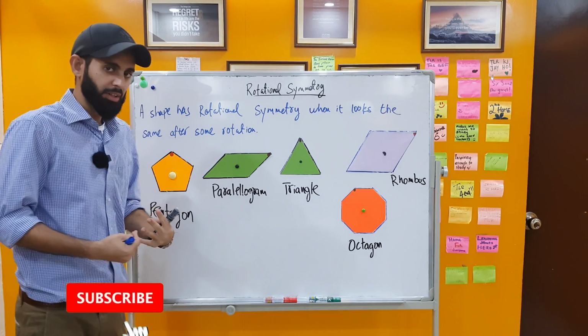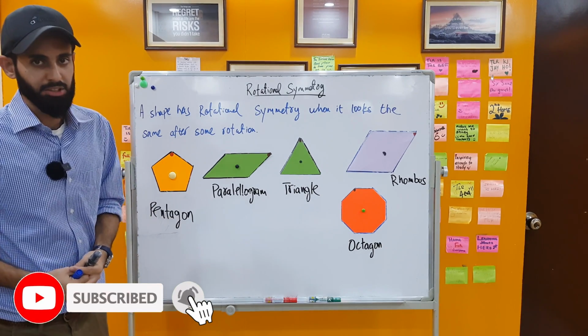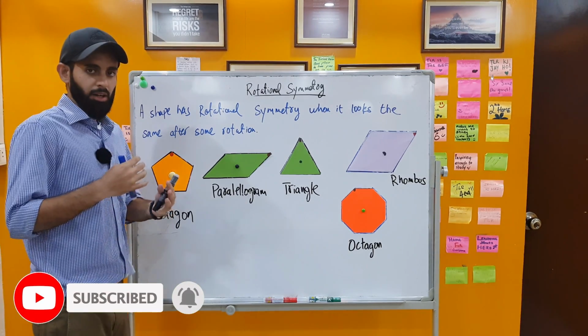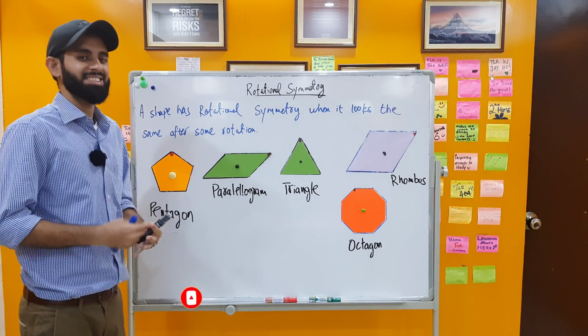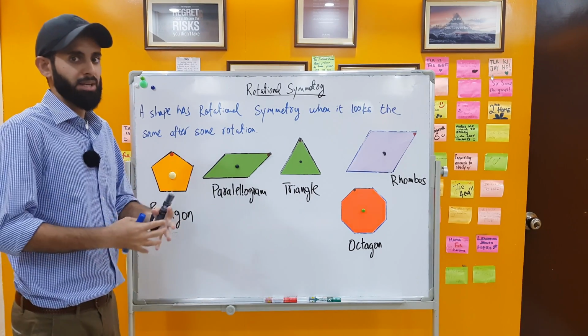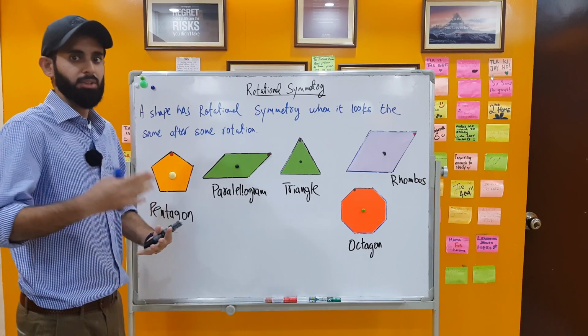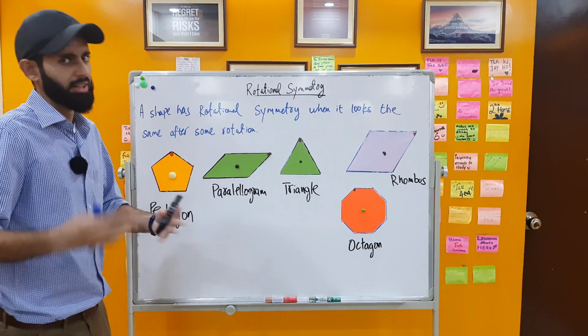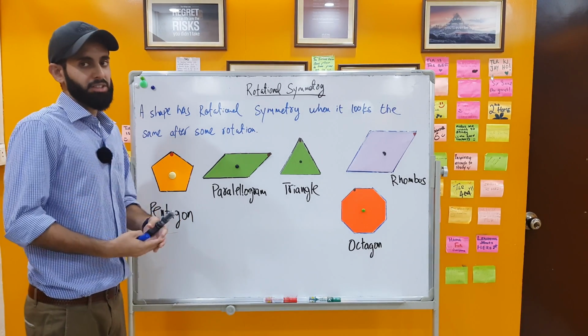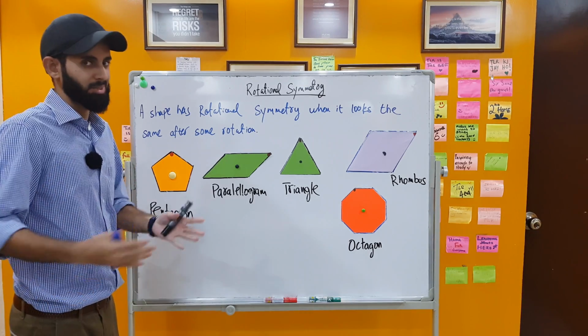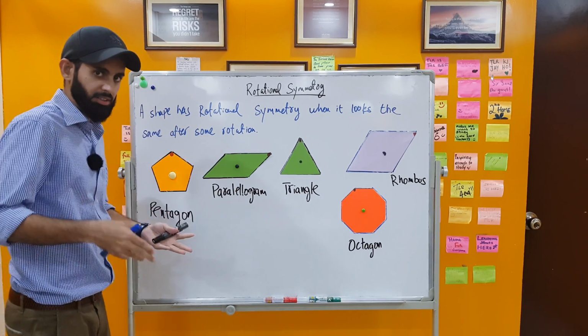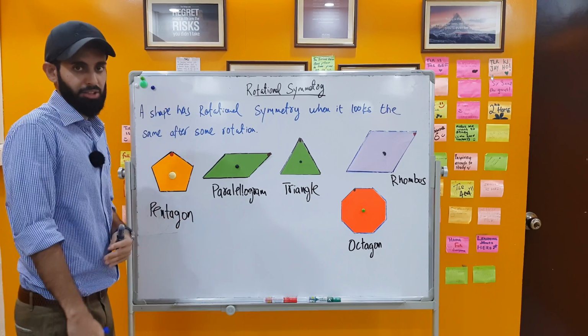And there's something else we need to know, and that is called order of rotational symmetry. Alright, you might want to write this down. Now, order of rotational symmetry is the number of times a shape will map onto itself in a full 360-degree rotation. Alright, I can repeat if you want. Order of rotational symmetry is basically the number of times you'll get the exact same shape in a full 360-degree rotation, right?